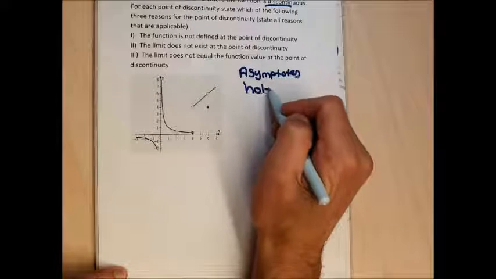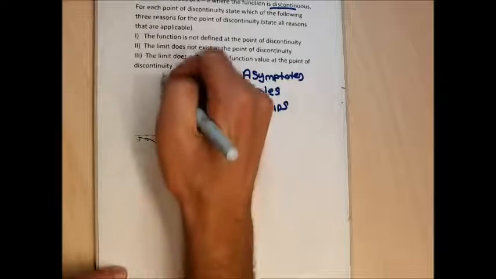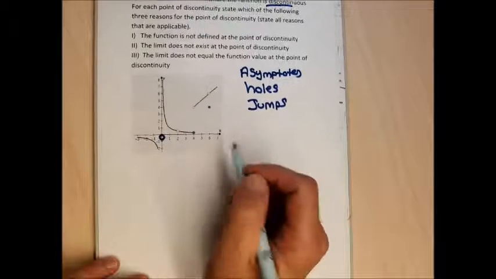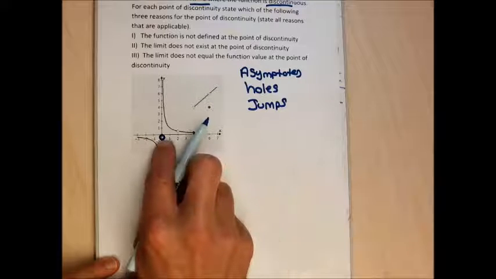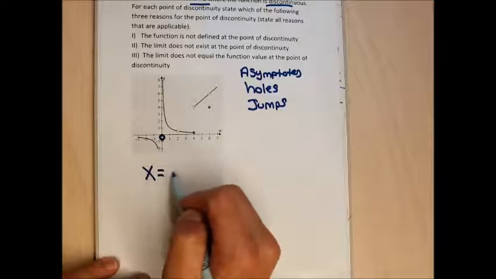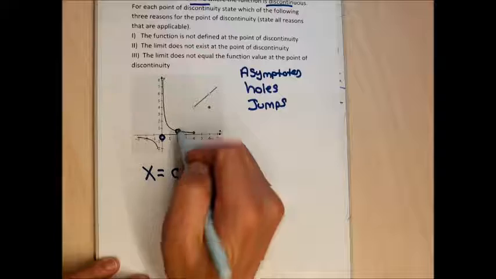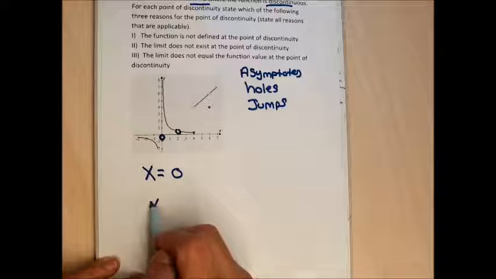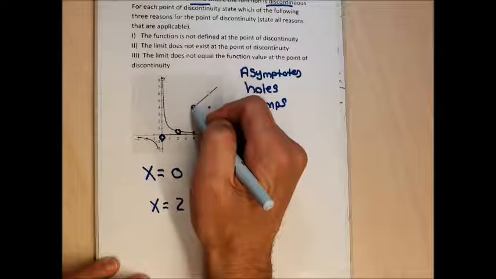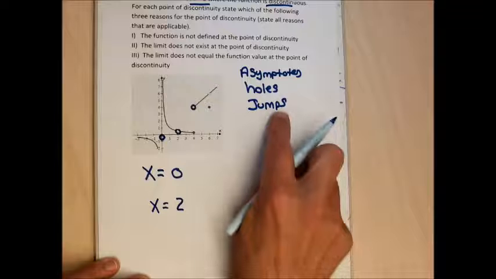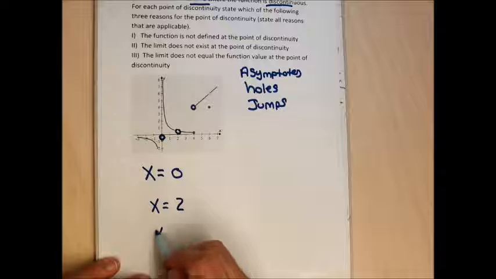holes, or jumps. And for this graph, there's an asymptote at x equal to 0. So one of the values where the graph is discontinuous, I'm asked to find all the points where it's discontinuous, is at x equal to 0 because of an asymptote. The next point where it's discontinuous is at x equal to 2, because at x equal to 2, there's a hole. The third point where it's discontinuous is at x equal to 4, and I'll say that's because it's a jump. There's kind of a hole, but there's a jump between the graph that's not an asymptote.